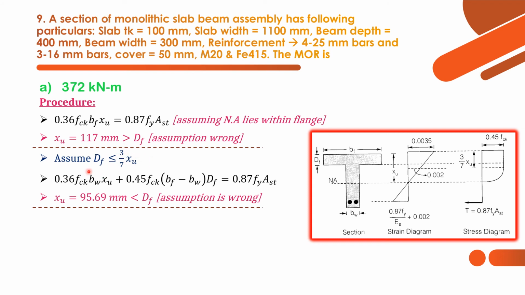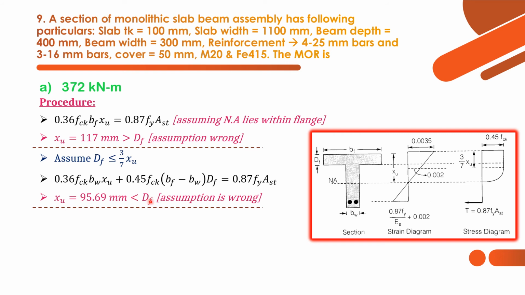So upon substituting FCK 20, BW, what is BW here? Beam width is given as 300. XU we have to find, 0.45 FCK, FCK is 20, BF is 1100, BW is 300, and DF is 100. So upon substituting all the things, we get XU value as 95.65 mm, which is again less than DF. So this assumption is also wrong.